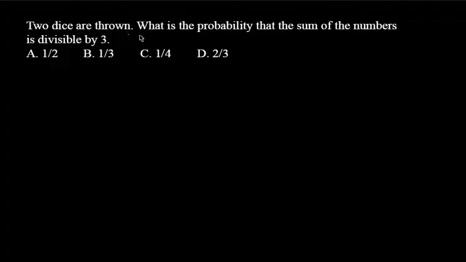Two dice are thrown. What is the probability that the sum of the numbers is divisible by 3?